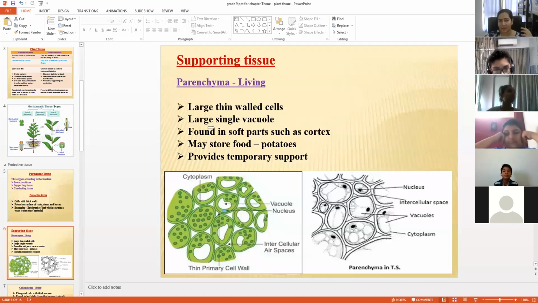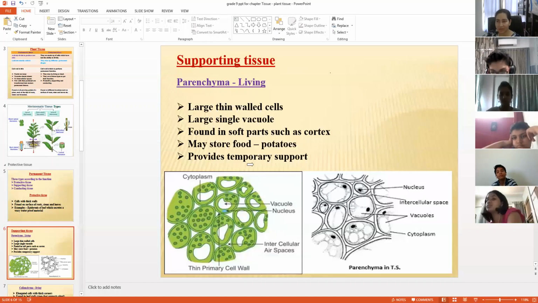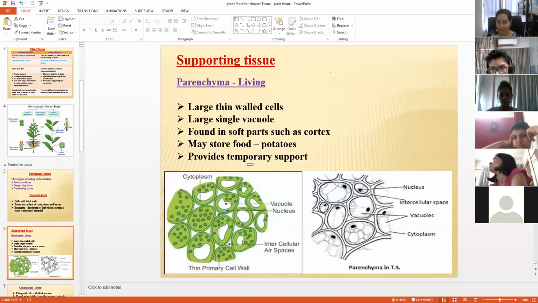Now, it is made up of a single vacuole. It is found in soft parts such as the cortex. What is the cortex, students? The cortex is the part of the plant. It may store food, for example, in potatoes, and it provides temporary support. Children, how does it provide support?